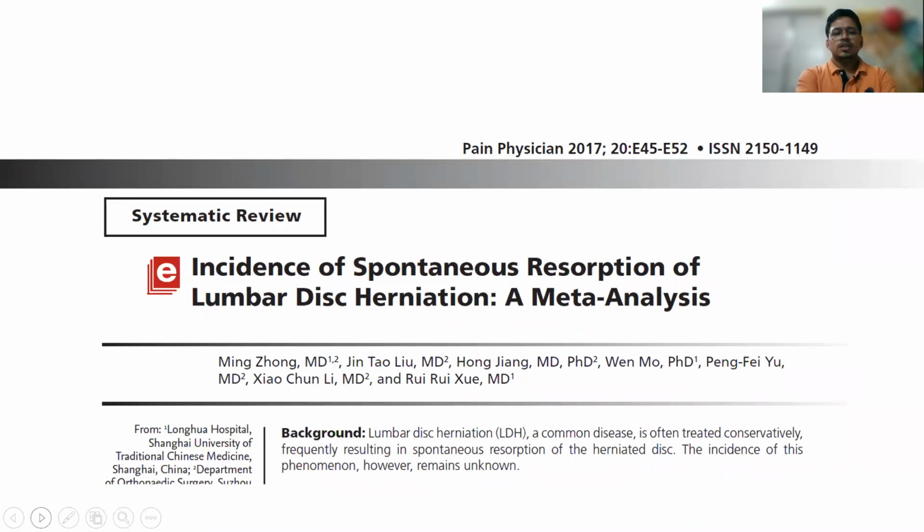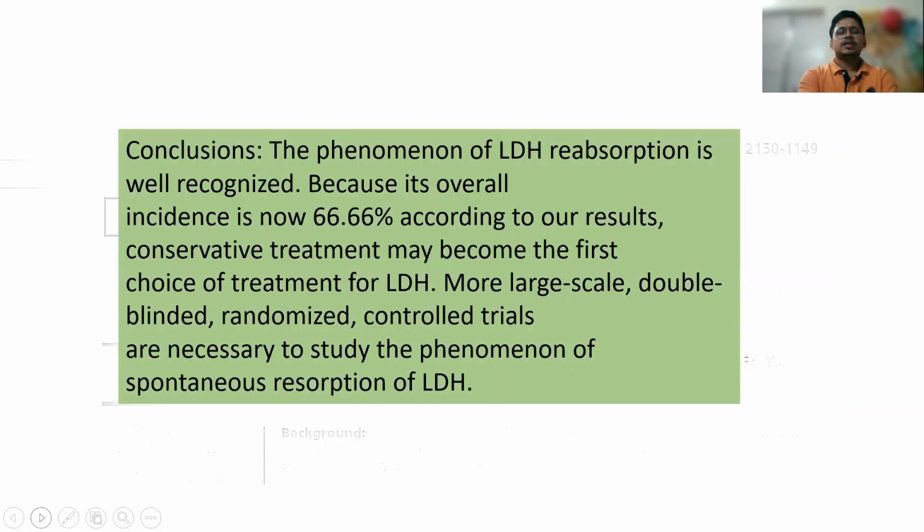And regarding the incidence of spontaneous resorption, from one important meta-analysis, an evidence-based study, the herniated disc got resolved in 66% of the Japanese population and almost 80% of the European population. It is more resolved when there is more disc bulge, and extruded discs get resolved more easily. So an extruded disc causes more pain but is easily resolved. If we can treat the pain, then there is no need for any operative surgical treatment.